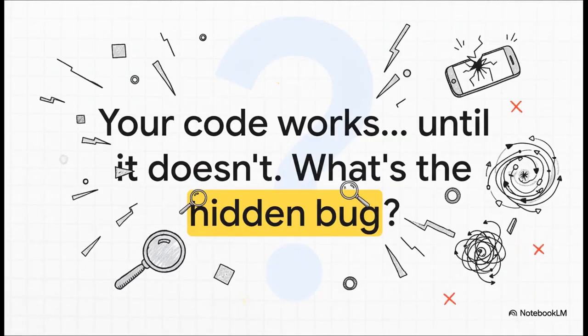You know the feeling, right? Your app works perfectly during testing. You push it live, and everything seems great. And then, boom, it just falls apart. You've checked your logic, you've checked your syntax, everything looks totally fine. So, what is going on? What's the hidden bug that's causing all this chaos?